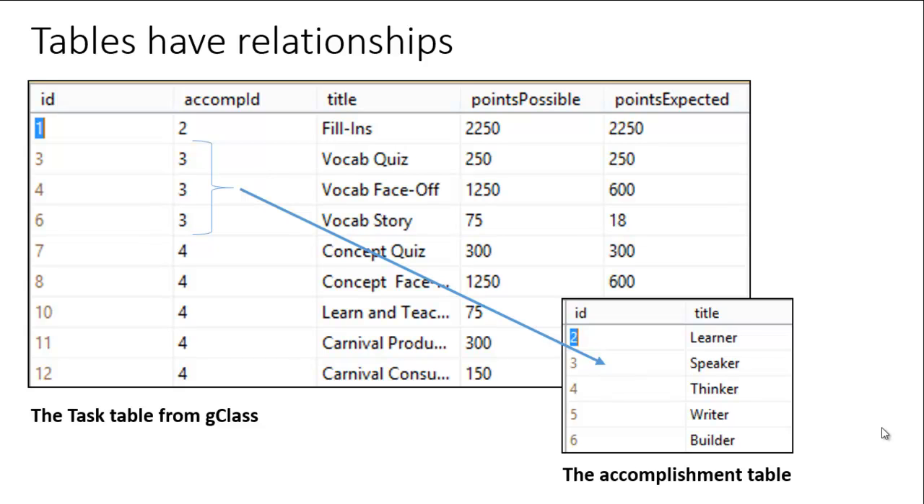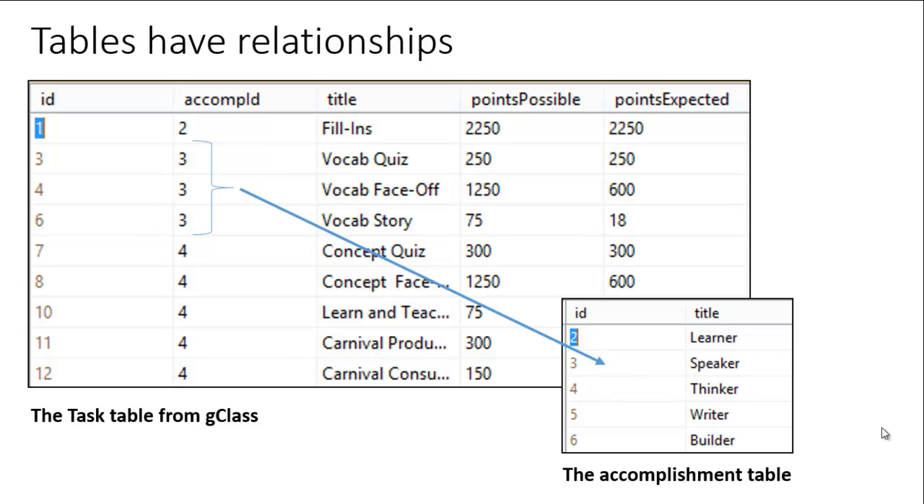So notice there are 3 tasks that have in column 2 a comp ID, which stands for accomplishment ID. There are 3 tasks that have a 3. That 3 is exactly the same 3 that's in the accomplishment table. That's what links the task table to the accomplishment table. The task table has an accomplishment ID in it so that you can say that each task is part of one accomplishment. 3 tasks have the accomplishment ID of 3. That means that 3 tasks are part of accomplishment number 3, which happens to be the speaker accomplishment.